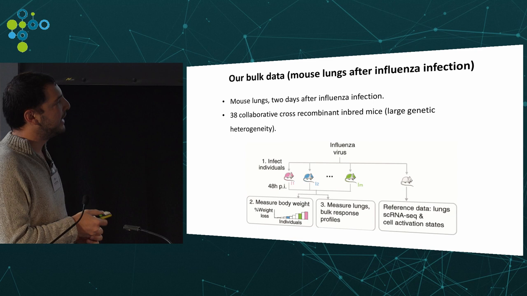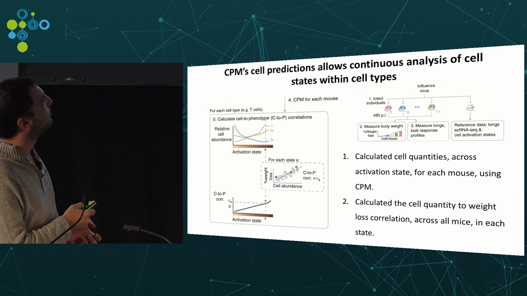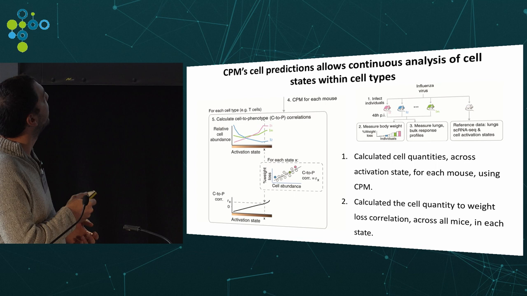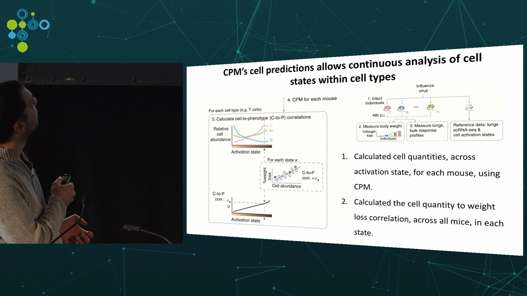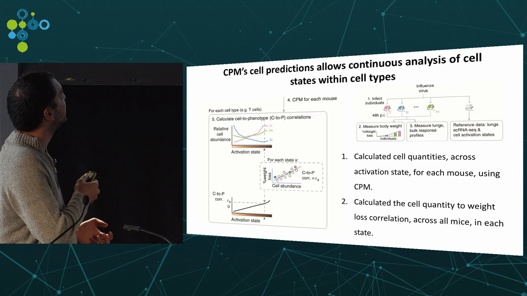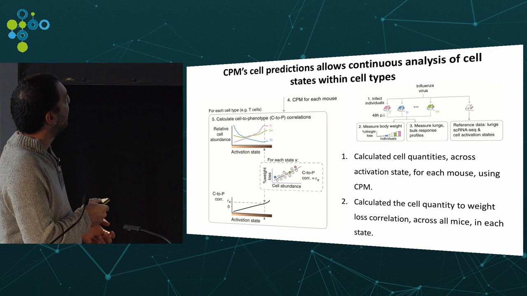The next step was to calculate, for each cell and cell state across the cell space of the single cell, the quantity for each one of the mice. For example, you can see here that for this mouse, in the lowest activation state, it has a high quantity of cells, and in a high activation state, it has a low quantity of cells, and you can see different mice with different reactions.